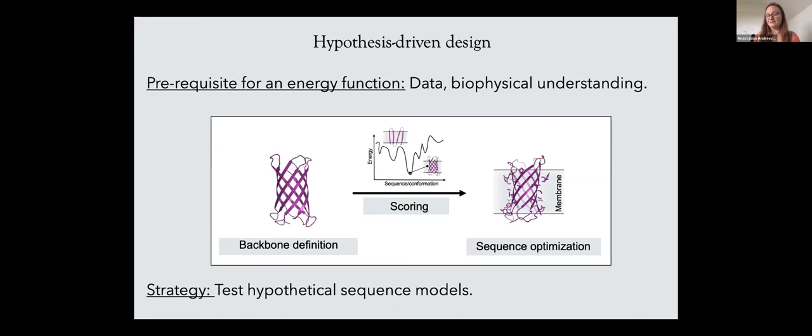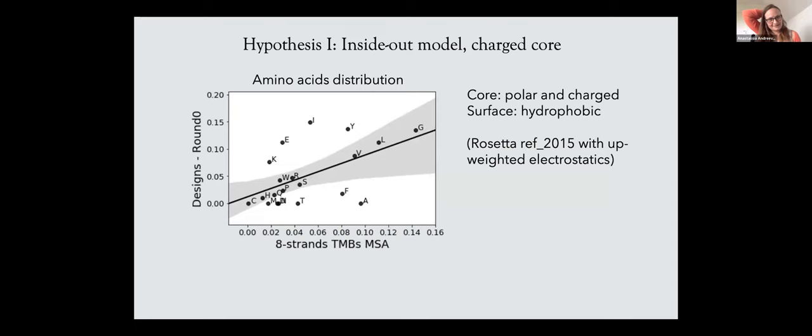The first hypothesis that we tested is the inside-out model, inside-out as opposed to the water-soluble barrel. So the core of these designs was entirely polar, and we tried to really emphasize the difference between the surface and the core by introducing more charged residues into the core. The surface is completely hydrophobic. So you can see on this graph the amino acid distributions of these designs as compared to natural TMBs, and you can see that we indeed had an enrichment in charged amino acids.